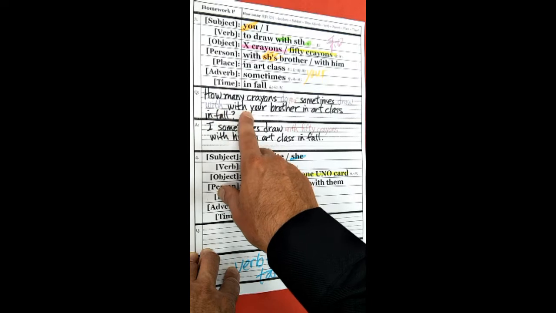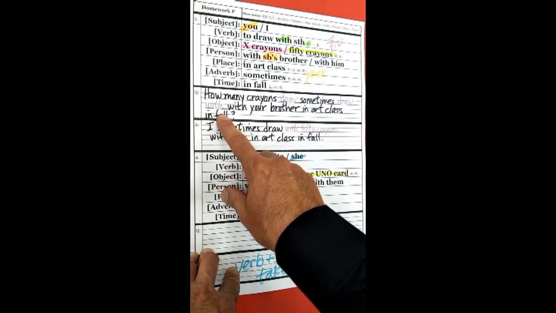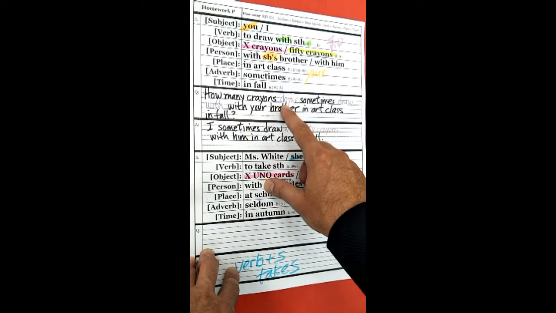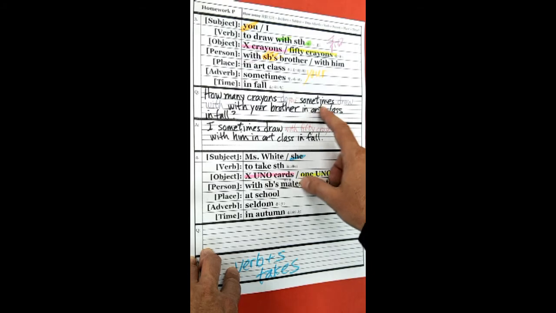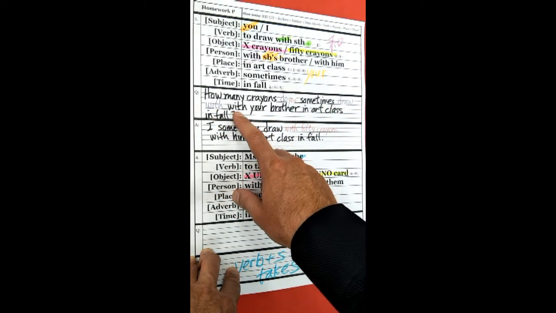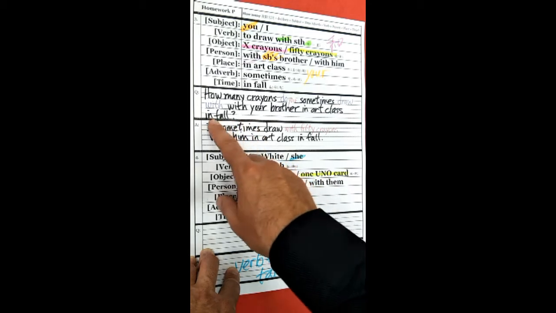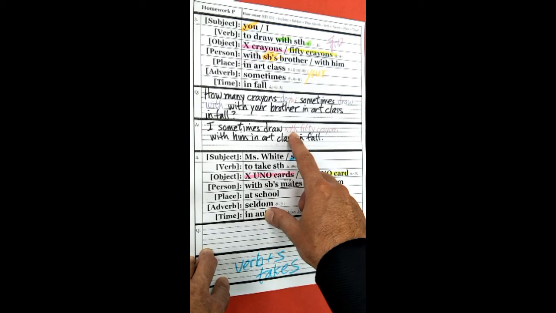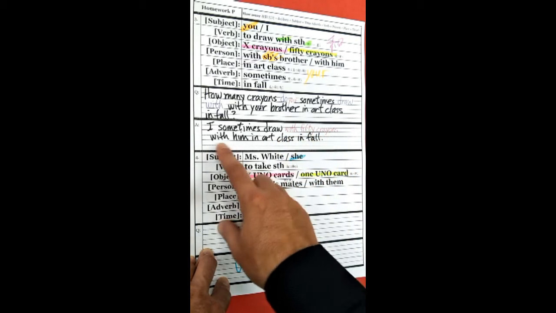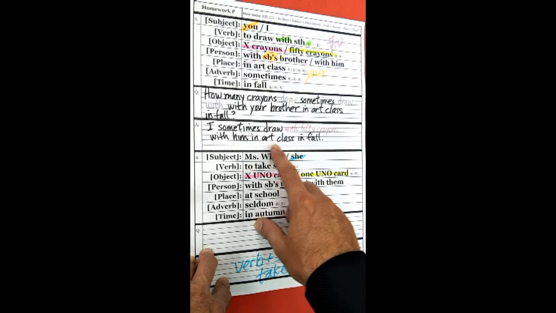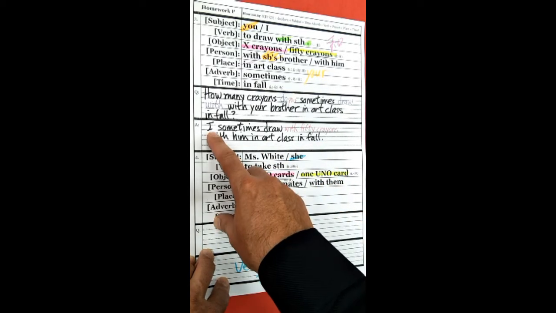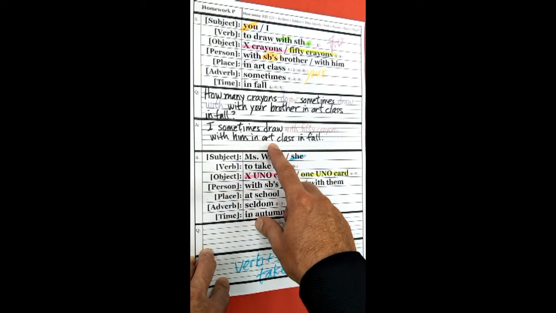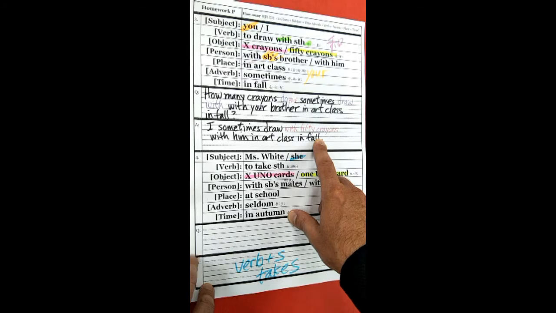See? That confuses many Taiwanese kids. How many crayons do you sometimes draw with your brother in art class in fall? Answer: I sometimes draw with 50 crayons with him in art class in fall.